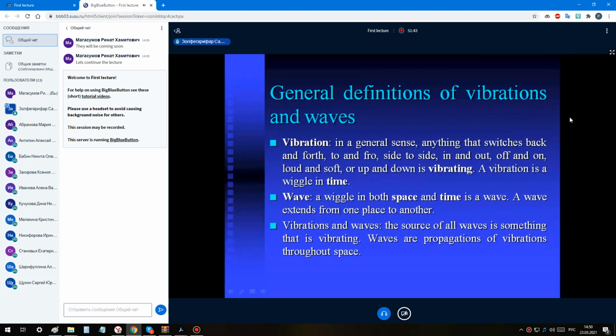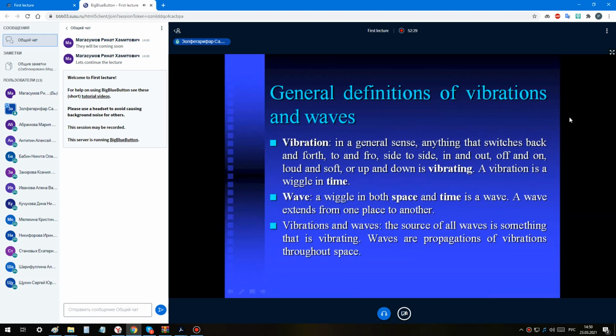Vibration, in a general sense, is anything that switches back and forth, to and fro, side to side, in and out, or up and down. A vibration is a wiggle in time. How about a wave? A wiggle in both space and time is a wave. A wave extends from one place to another. These are the definitions of vibrations and waves.